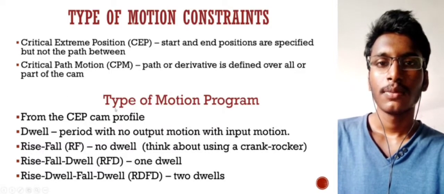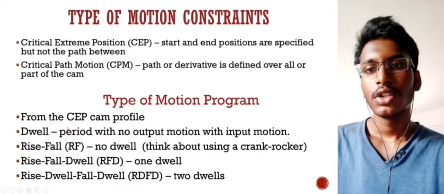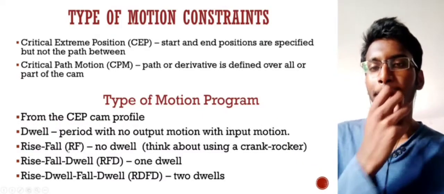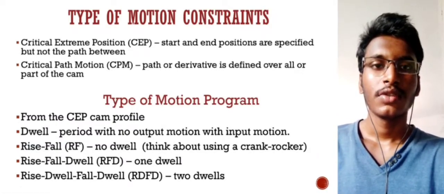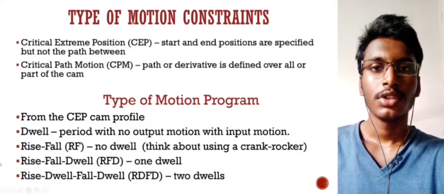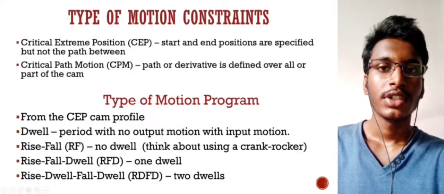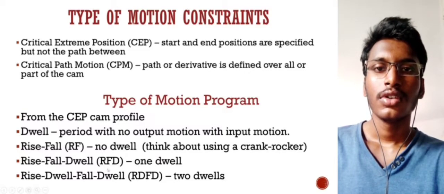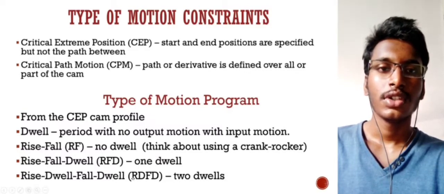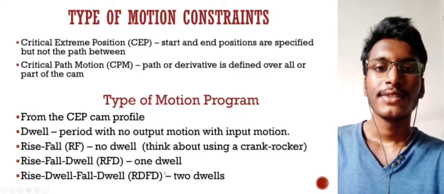Types of motion program. This we have also seen before, from the CEP cam profile. Dwell is nothing but a period with no output motion while there is input motion. Next, rise and fall, no dwell. Next, rise, fall, dwell, RFD, one dwell. Next, rise, dwell, fall, dwell, RDFD, two dwells.